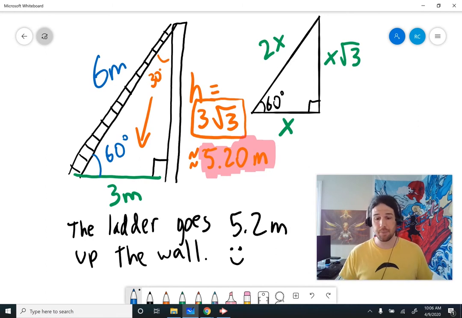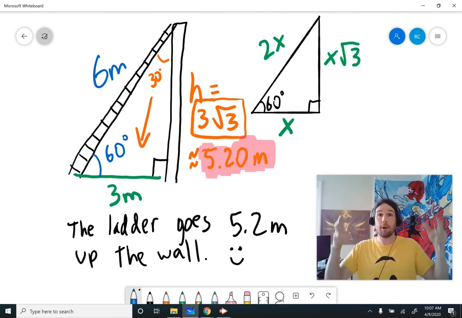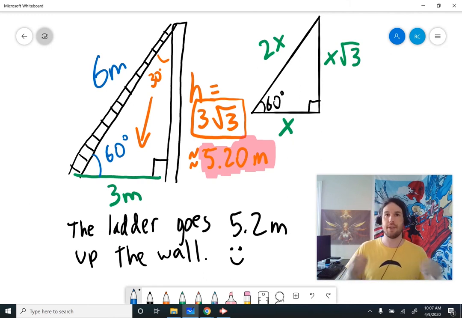Again, you would still get the same 5.2 meters if you use tangent, and I do encourage you to try this problem again using tangent and see if you get the same answer. Because I want you to see that these two different methods are both appropriate. They both work. It's just that the special right triangle method is a lot faster than the trig ratio SOHCAHTOA method. They are both valid.